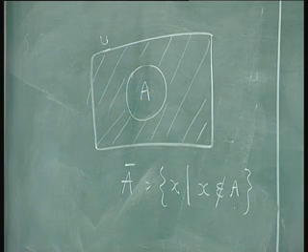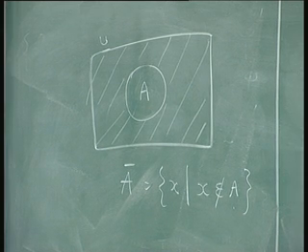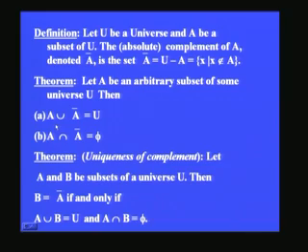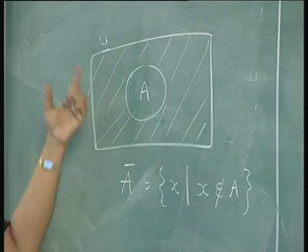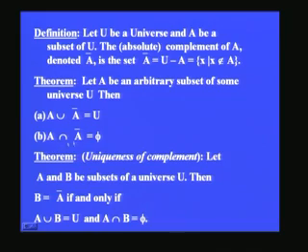Now, we can very easily see that, let A be an arbitrary subset of some universe U, then what can you say about A union A bar? This is A, this is A bar. So, A union A bar will be the universal set, and there are no common elements between A and A bar. So, A intersection A bar will be the empty set.